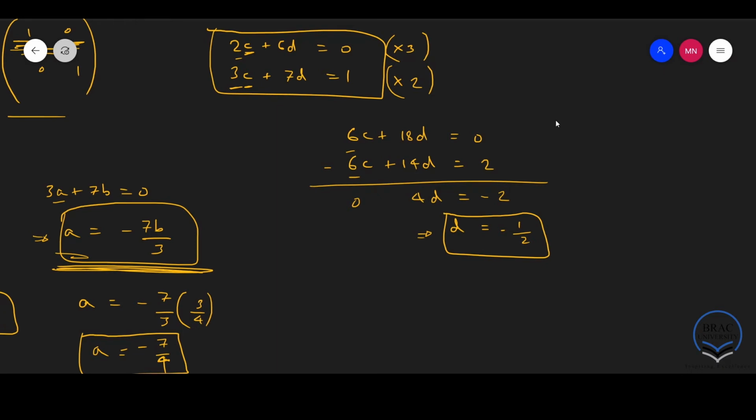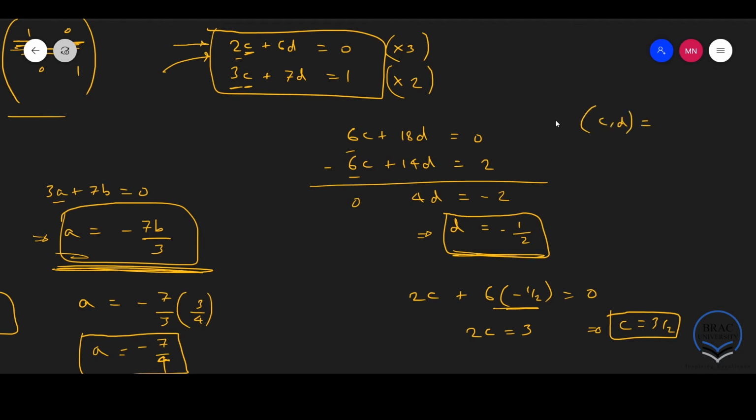Now I can substitute this value of D back into one of the equations in my system to find C, right? So if I substitute into the first equation, I will have 2C plus 6 times minus half equal to 0. And from this, we have 2C minus 3, so 2C is equal to 3. And from this, we can find that C is equal to 3 by 2. Right, so we have found D and we have found C. So C and D are 3 by 2 and minus half. So we have found A, B, C, and D, right?